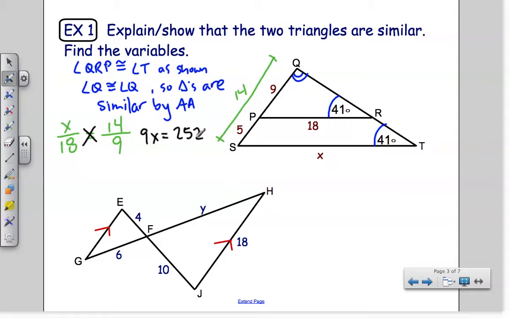That's 252. Divide by 9. Looks like I'm going to get 28 for x. Be careful setting up that proportion, especially here because the big triangle was this entire side.